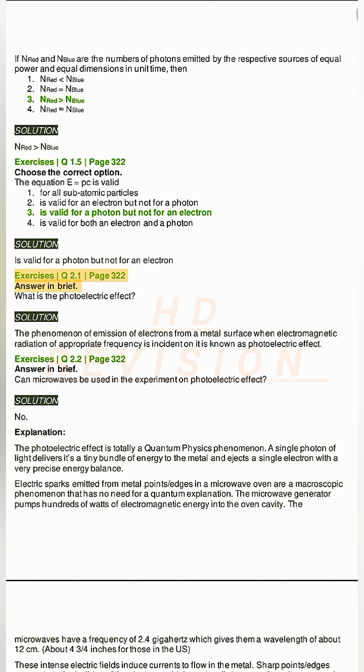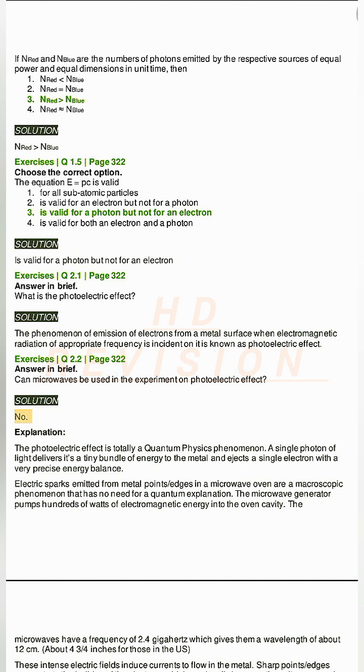Exercises Q2.1, page 322. Answer in brief. What is the photoelectric effect? Solution. The phenomenon of emission of electrons from a metal surface when electromagnetic radiation of appropriate frequency is incident on it is known as the photoelectric effect. Exercises Q2.2, page 322. Answer in brief. Can microwaves be used in the experiment on the photoelectric effect?